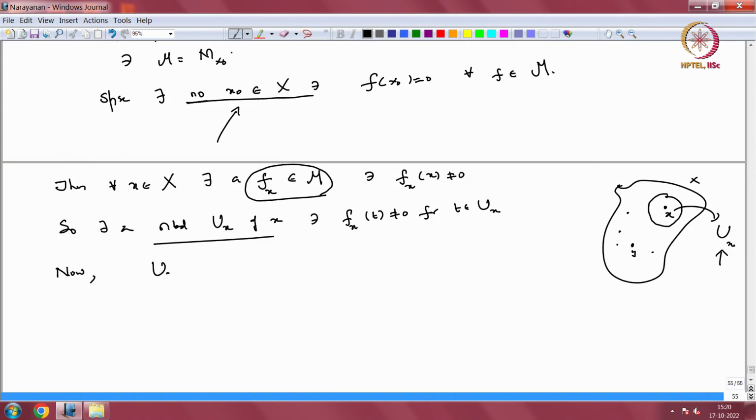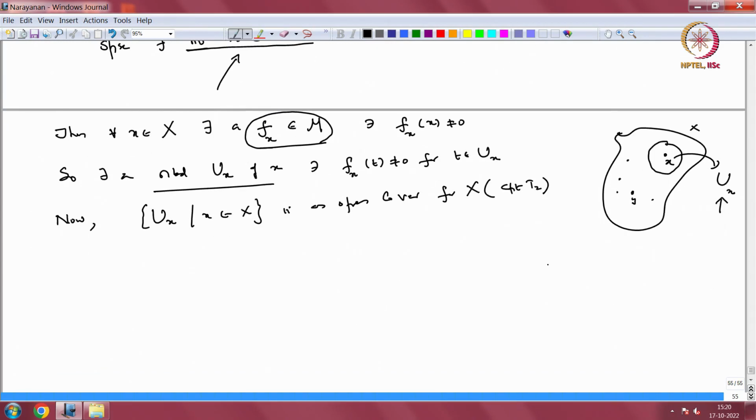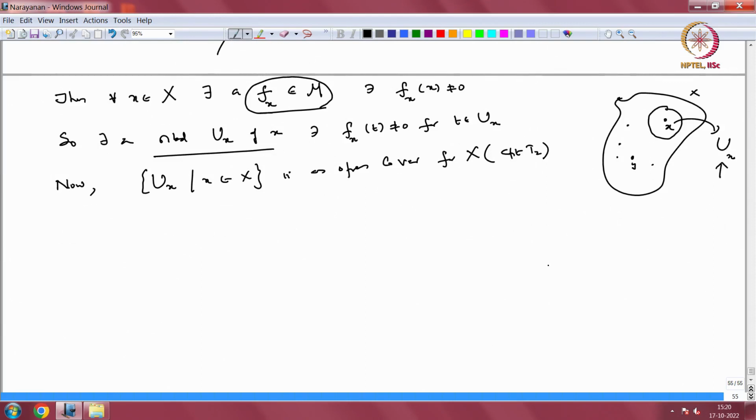Now, if I look at all these neighborhoods u sub x for each point x in X, they will cover X. So this is an open cover for X. Remember X is compact Hausdorff. Since X is compact and I have an open cover, there exists a finite cover.